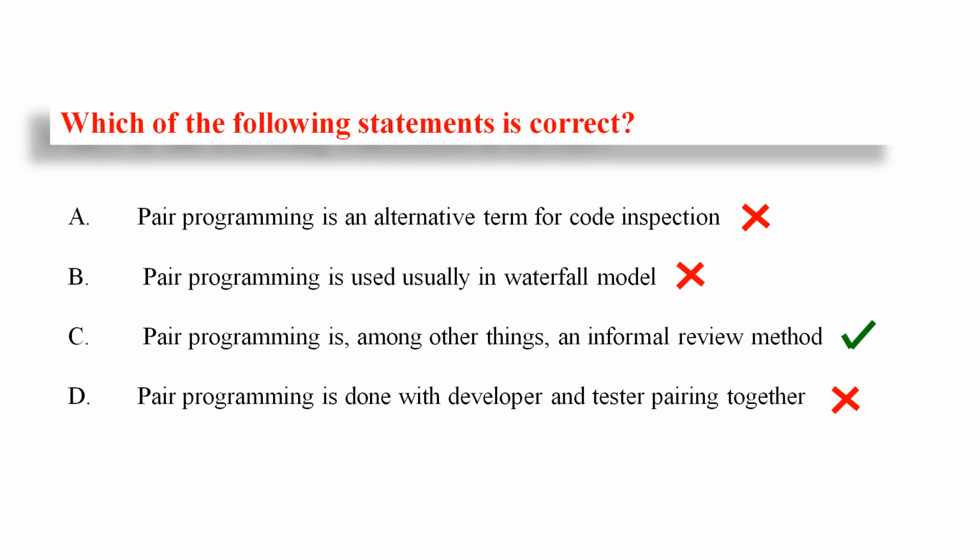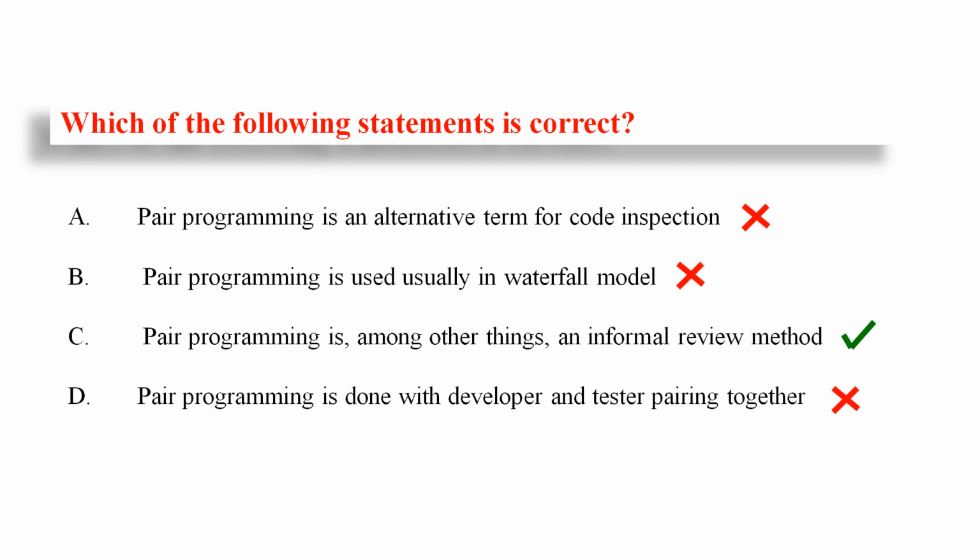And option C, pair programming is, among other things, an informal review method. Yes, C is an informal review method. Option C is the correct option. So before choosing these options, you have to know what you mean by pair programming. You have to get clarity on pair programming.